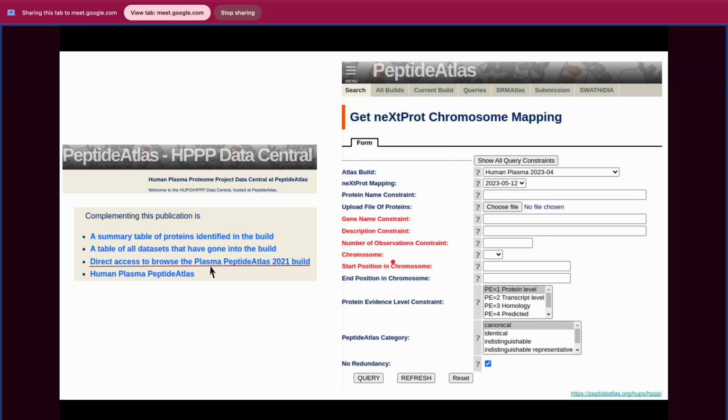Similarly, you can also select the chromosome. For example, if we are interested in chromosome number 4, I can simply write chromosome 4. In that case, all the genes which are available in chromosome 4, their information will be given.